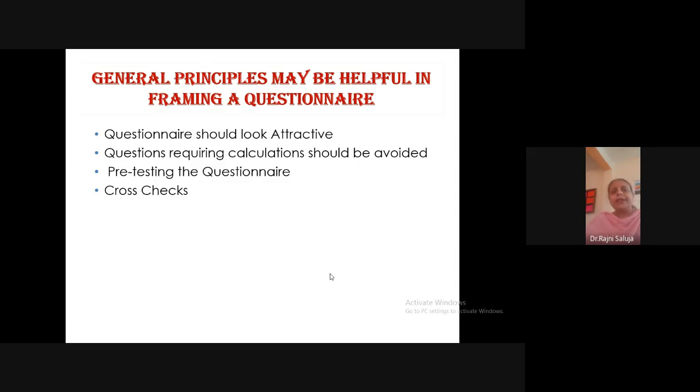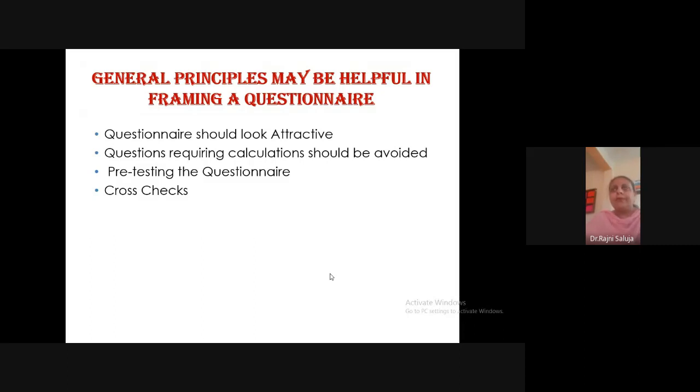Then next comes pre-testing the questionnaire. Pre-testing the questionnaire means that we have to check the reliability of the questionnaire which we have circulated, and it can be done with the help of a pilot survey.